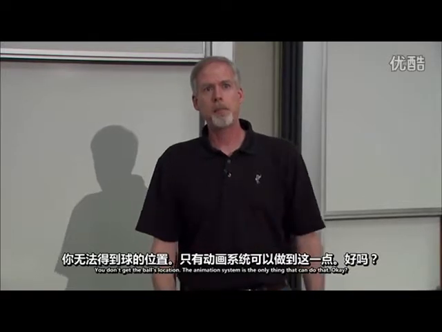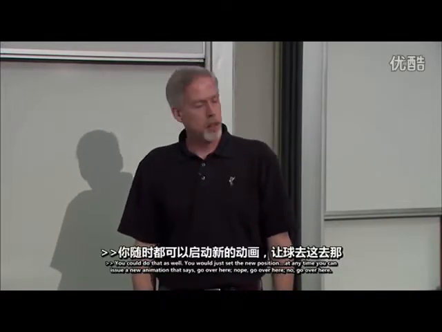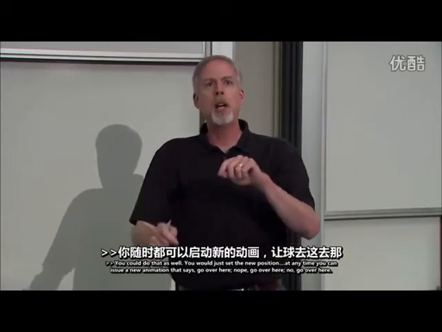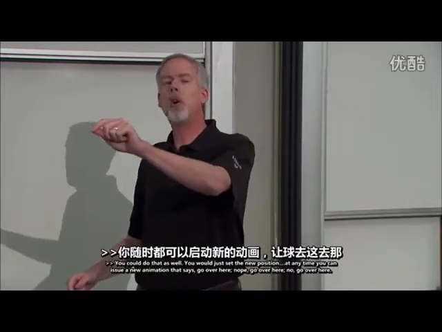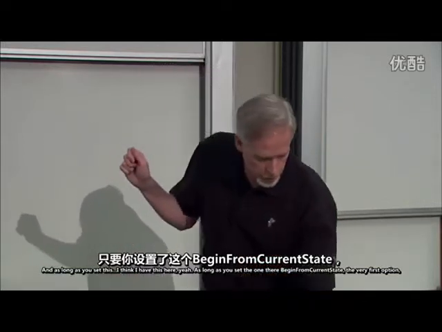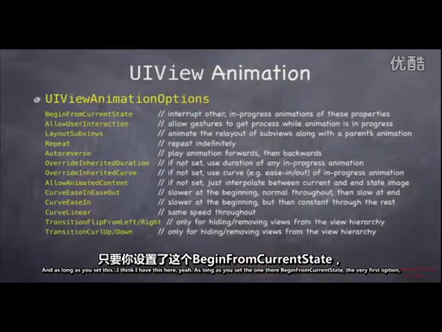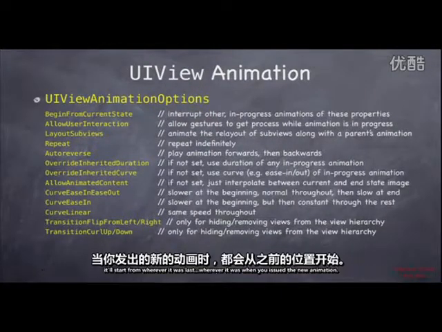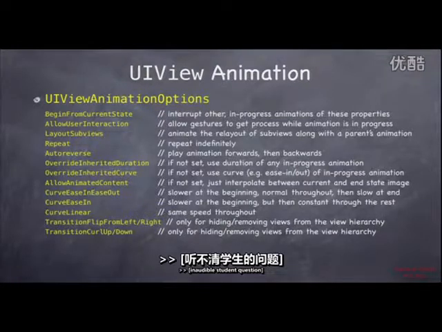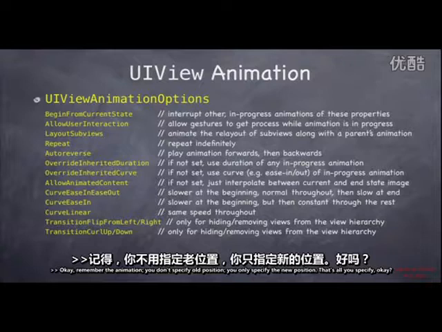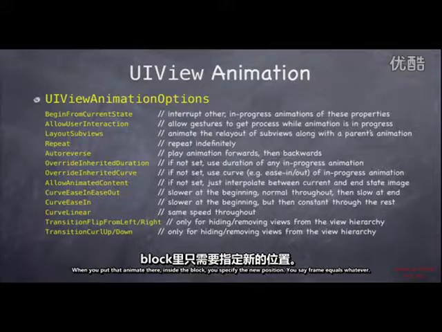If you wanted to move at a 45-degree angle or something, you couldn't do that? You could do that as well. You would just set the new position. At any time, you can issue a new animation that says, go over here. Nope, go over here. No, go over here. And as long as you set this, begin from current state, the very first option, it'll start from wherever it was when you issued the new animation. But this new position couldn't be relative to where it was in the middle of the animation. No. Remember, in the animation, you don't specify the old position, you only specify the new position. That's all you specify. When you put that animate in there, inside the block, you specify the new position. You say frame equals whatever.